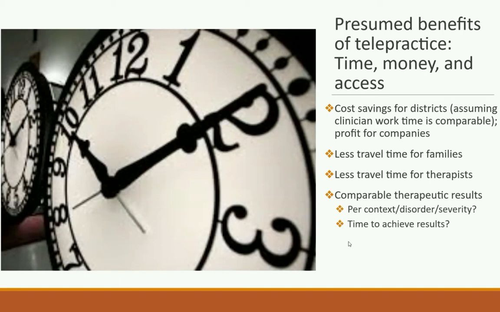So we know that telepractice provides benefits, right? We've been hearing that it saves time for the family, time for the therapist, and travel, and those costs involved. And we've been reading that the therapeutic results are the same. It's often per context, different disorders, different severities. We still need a lot more research. And what does it mean to have comparability? We'll talk about that some more as we move ahead. What's the time to achieve results?